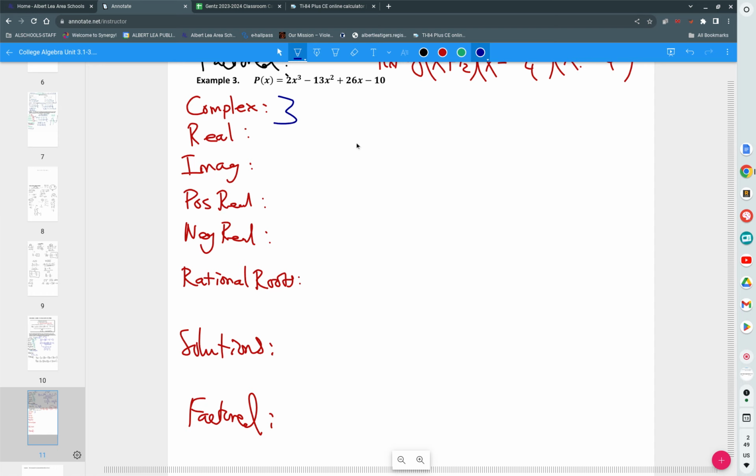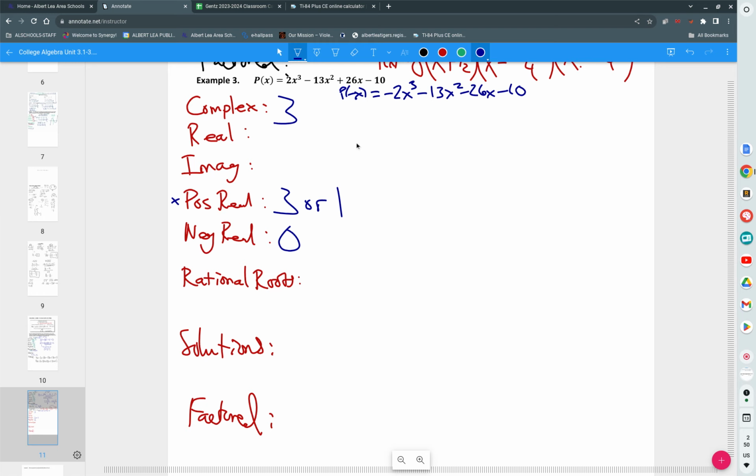Which spot do you go to next? The positive real. How many sign changes? 3. So there's going to be 3 or 1. This is where you subtract. This is the area that you subtract. Okay, a positive real, negative real. I determine P of negative x. I get a negative 2x cubed minus 13x squared minus 26x minus 10. There are no negative real solutions.